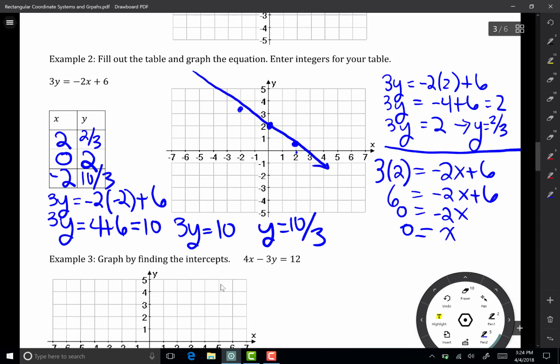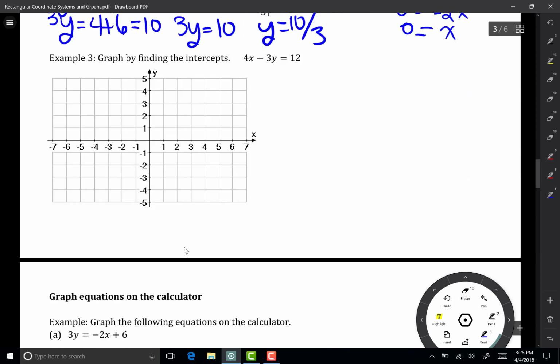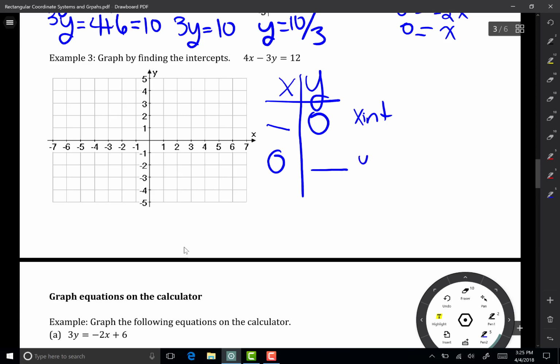And there's my line. In this example, example 3, we're going to specifically look for the x and y intercepts. So when I make my t-table, I want to find the x-intercept, which would be the value of x when y is 0. That would be my x-intercept. And to find my y-intercept, that's the value of y when x is 0.